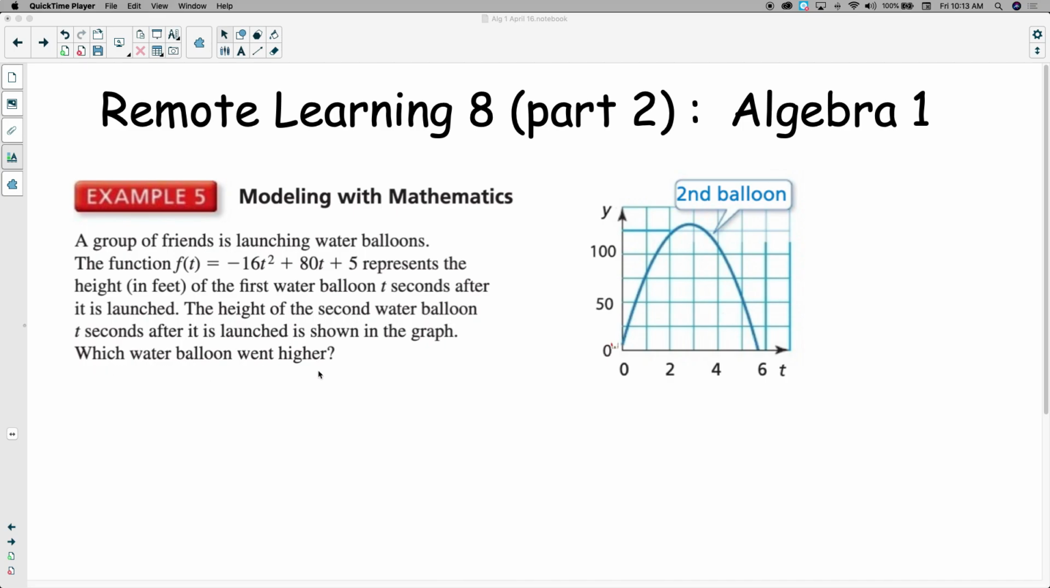Which water balloon went higher? I'll get to that, but a group of friends is launching water balloons.